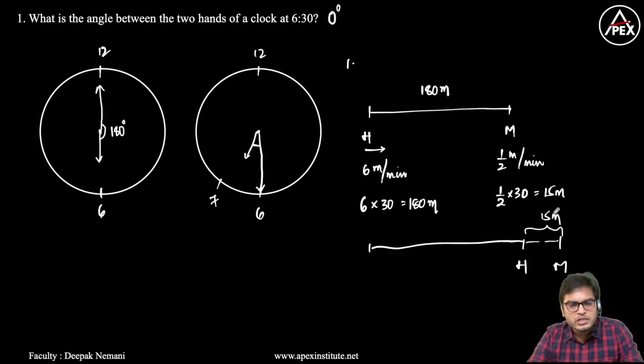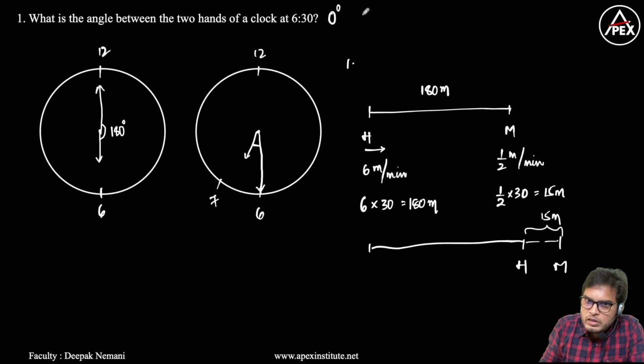Right? Simple to understand. So, instead of two persons here, we have two hands of the clock. So, that's the only difference. The concept remains the same. So you can solve this question in this way, and the answer for this question should be 15 degrees, not 0 degrees.